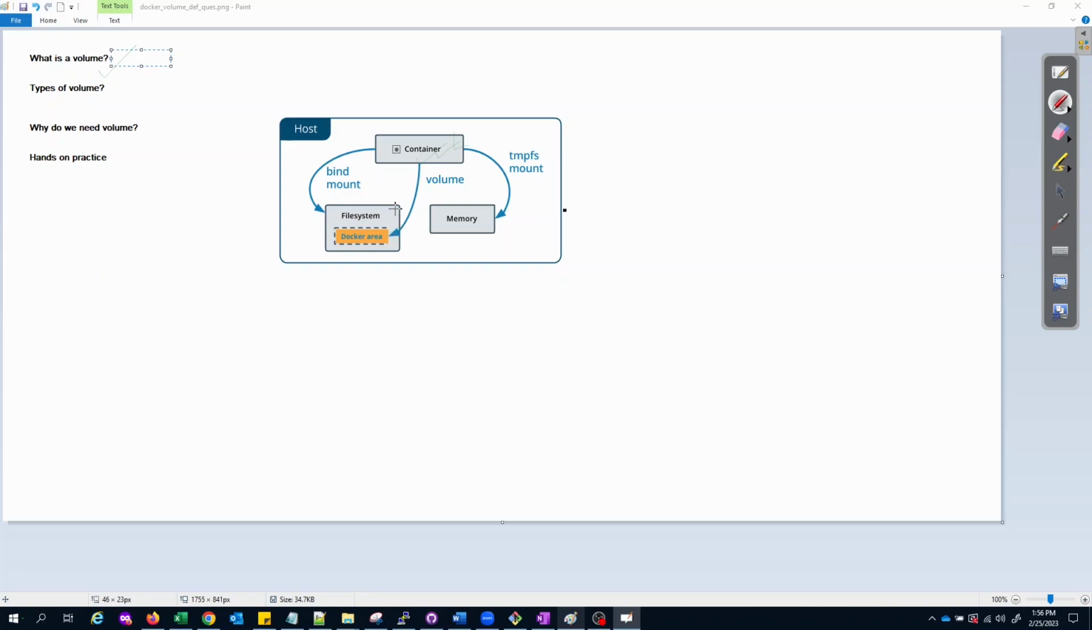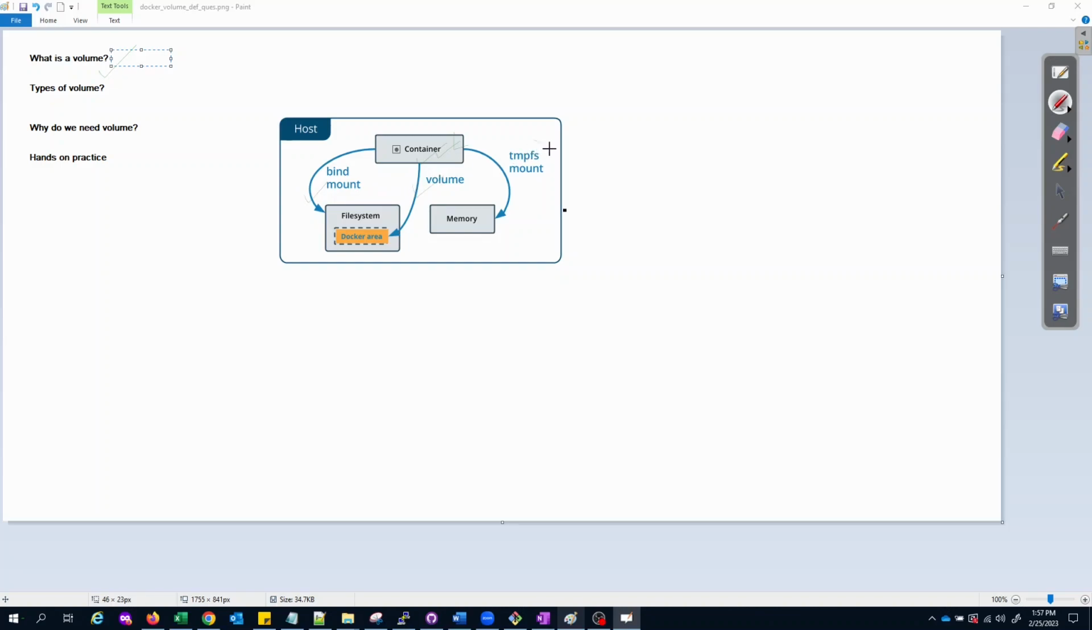And this is very important to understand eventually when we move toward Kubernetes, because there are different external sources where we can store our data, like an NFS server or S3 bucket, which we will see in our upcoming videos. And in this session, we'll be talking about two different types of volume. One is bind mount and the second is named volume.